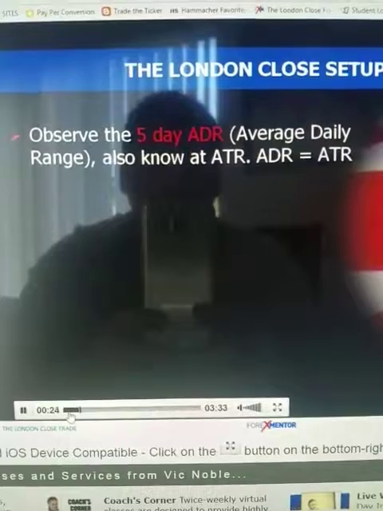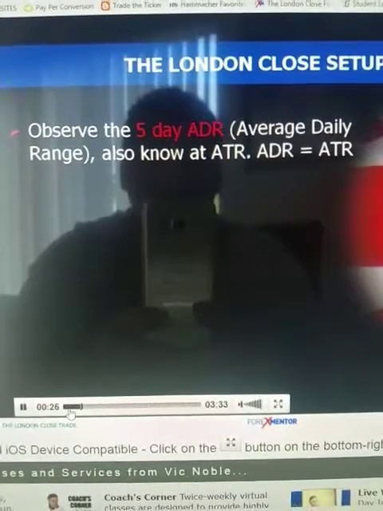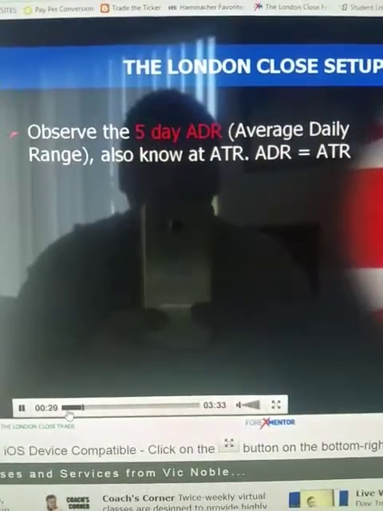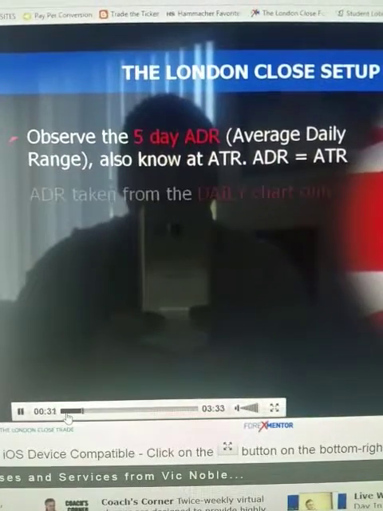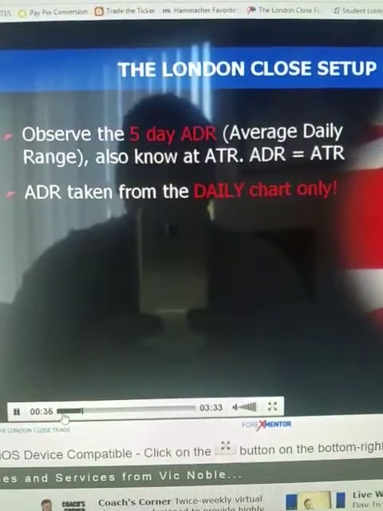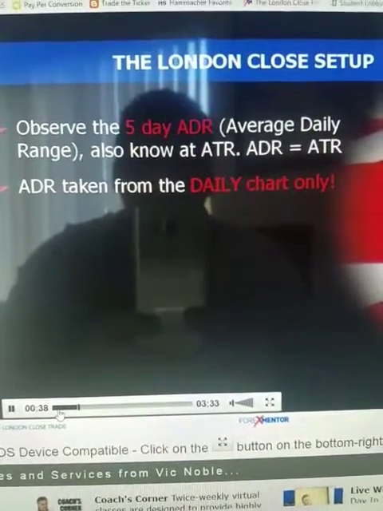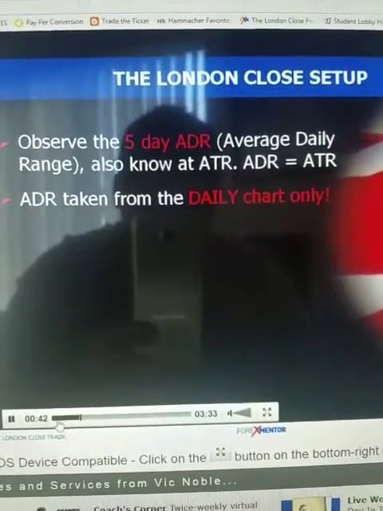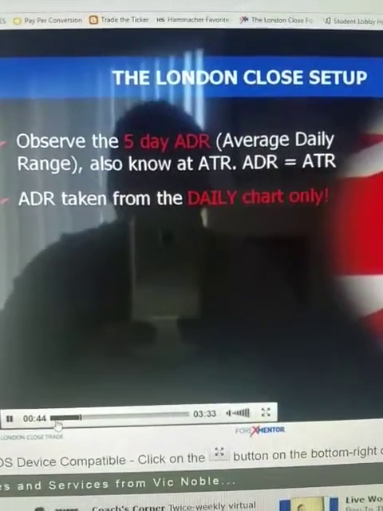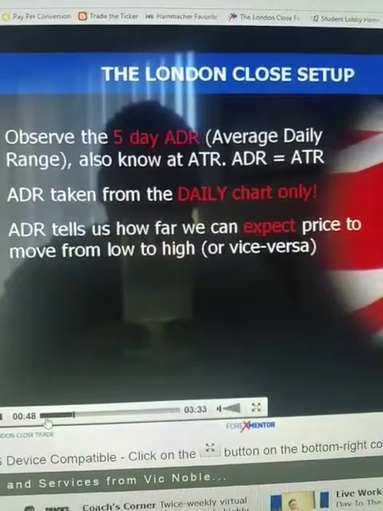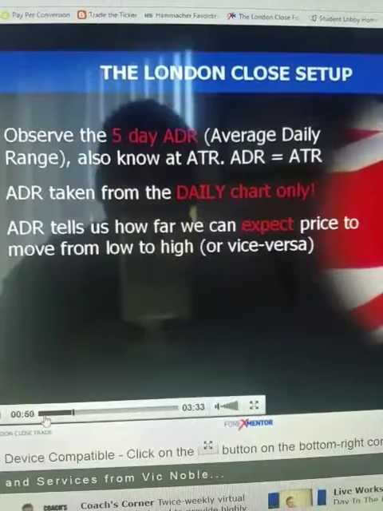And by observing the average daily range for the past 5 days, it gives us a good gauge of currency price movement and volatility. In other words, how far we can expect price to move during the day, based on how far it's moved on average over the last 5 days, from the low of the day up to the high of the day, or vice versa. So, that's exactly what the ADR gives us when we calculate that number.